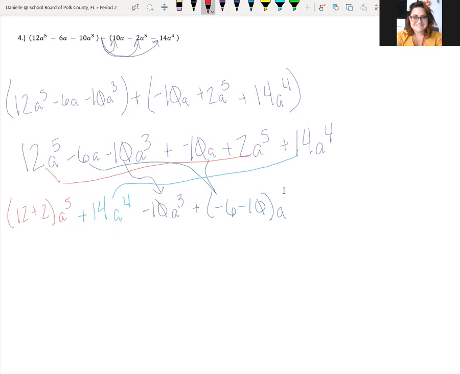12 plus 2 gives me 14a to the 5th. There was only that one a to the 4th. Then we have negative 10a to the 3rd, and we would have minus 16a.